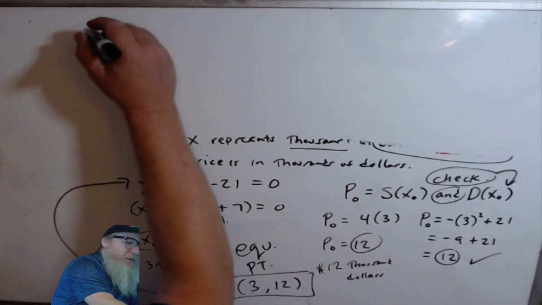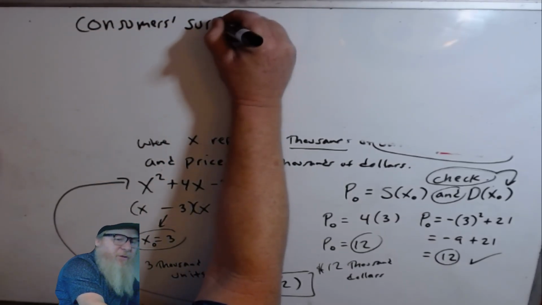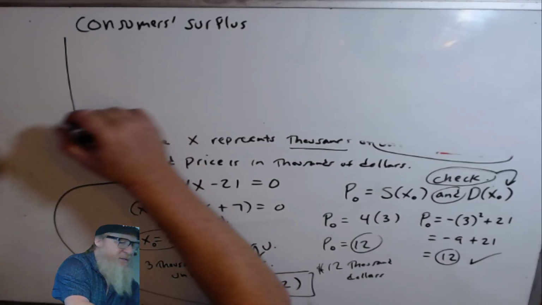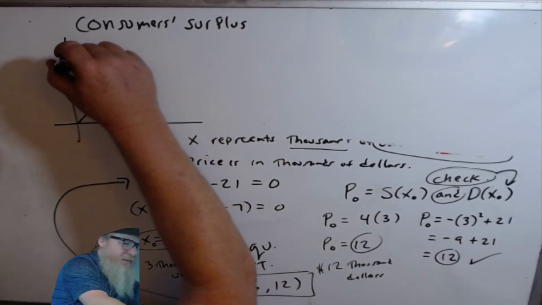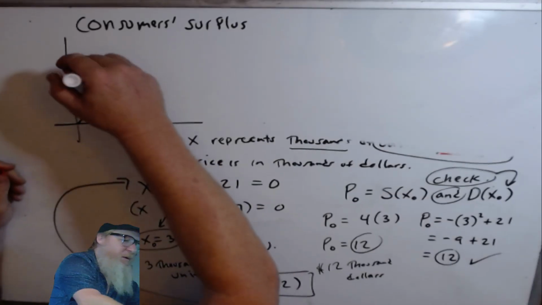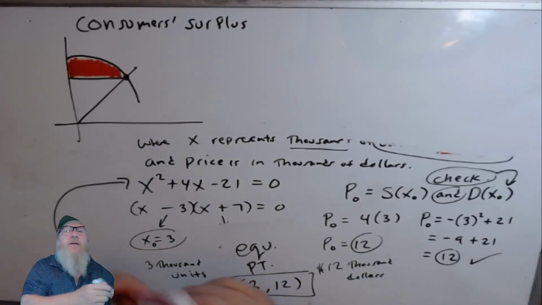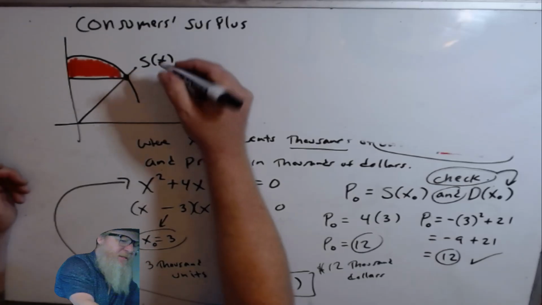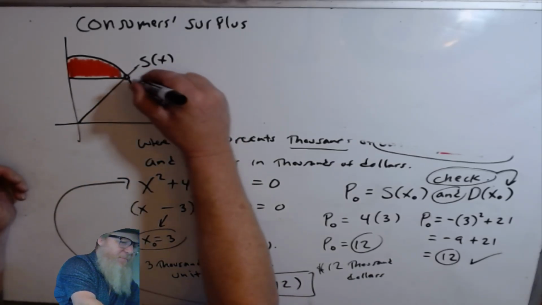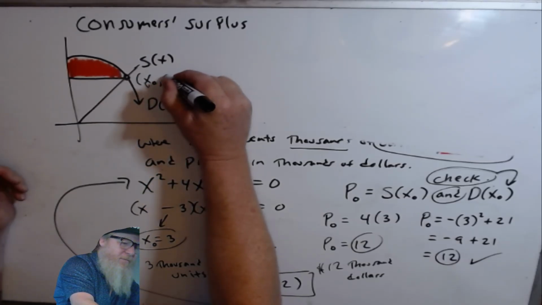All right, so consumer surplus. I'm going to go ahead and do them both in this example. So remember, the consumer surplus is the area above the equilibrium, right here. All right, so I've got S of X, D of X, and then I've got my P X, or XP, sorry. I got to say it in the right order.